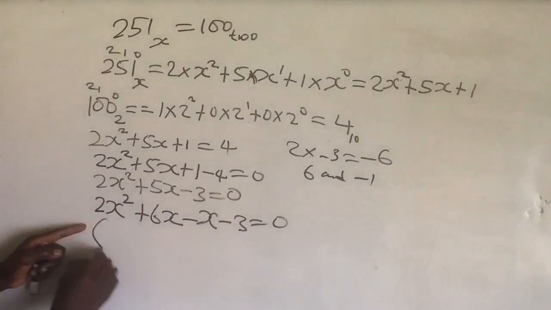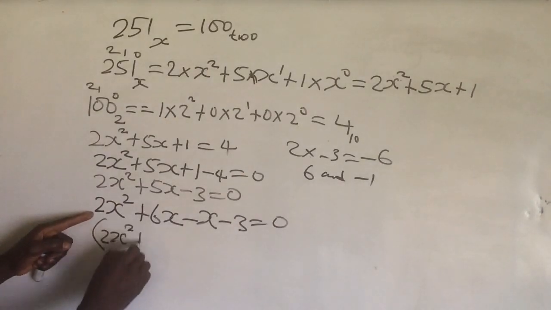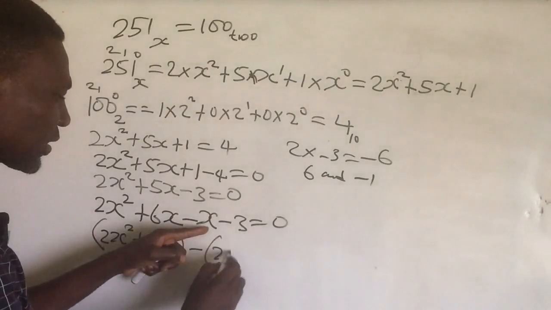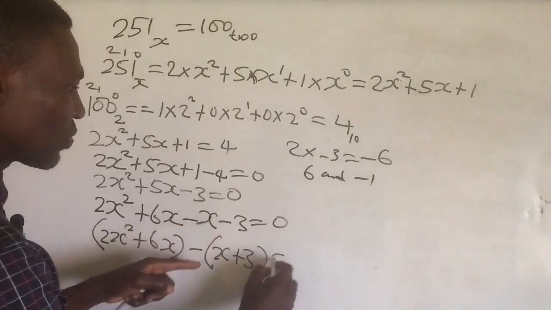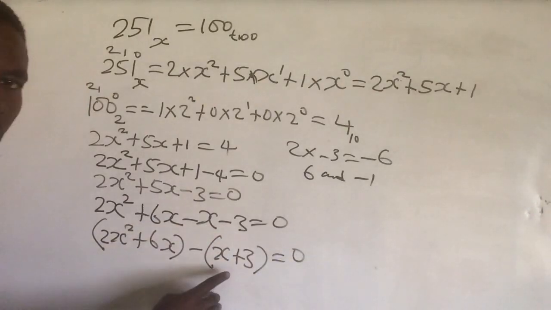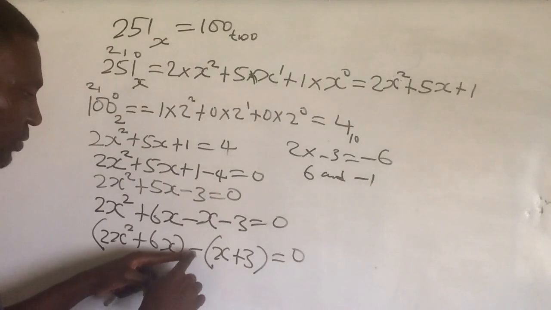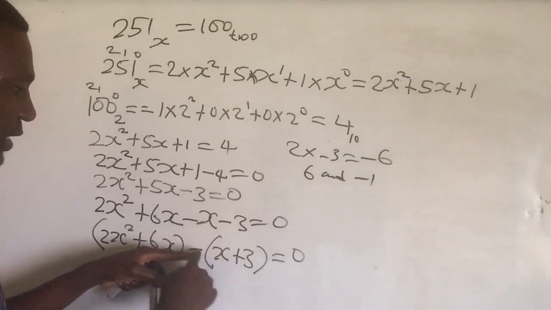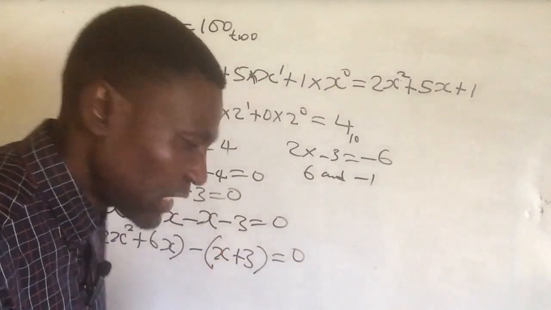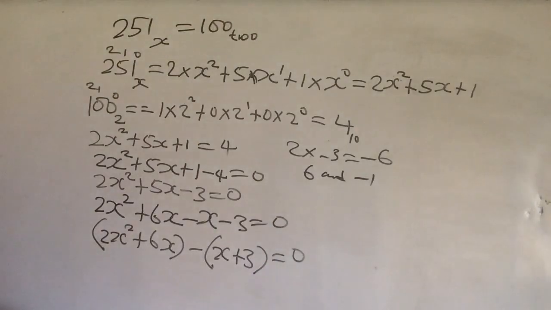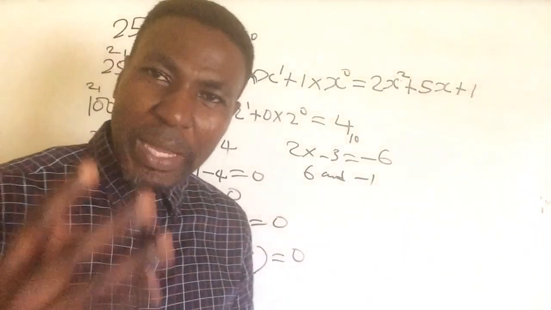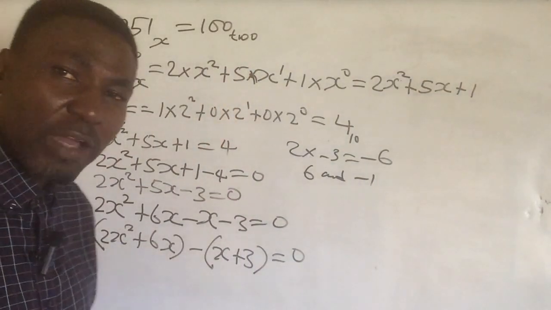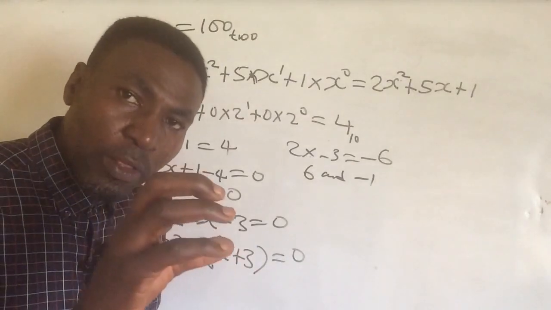We now put them in brackets. 2x squared plus 6x, close, minus, open another one, x plus 3, close, equals 0. If we open it, we'll still get the same thing. Minus times plus will give us minus, then 3. So we never change anything. Now we continue. Our work now is to try to get the same number in the brackets. These two brackets are now fighting to get the same number there.